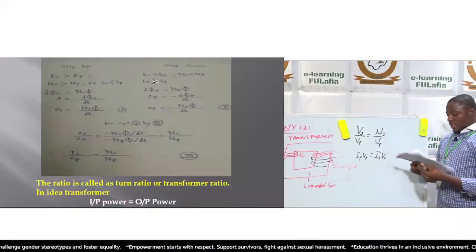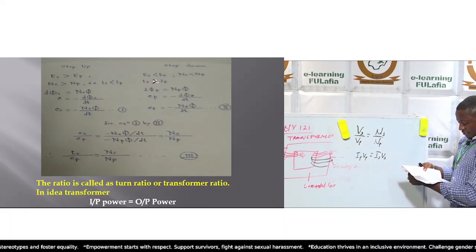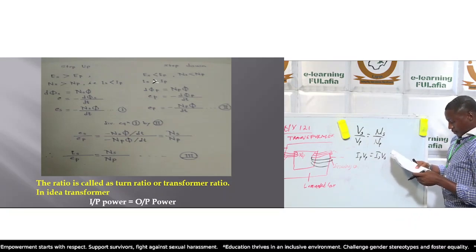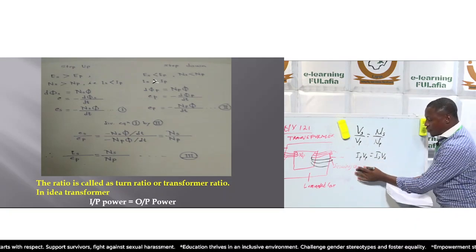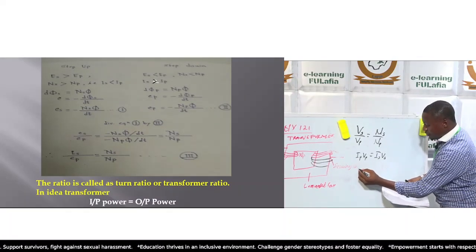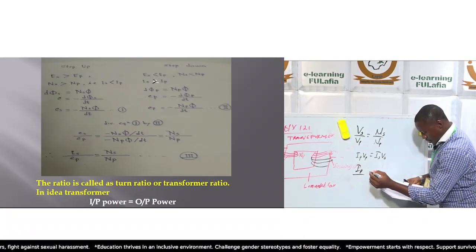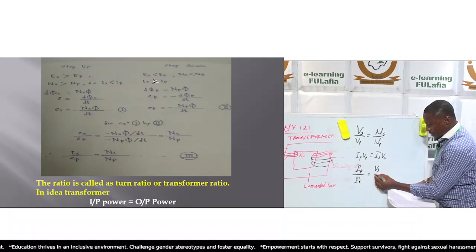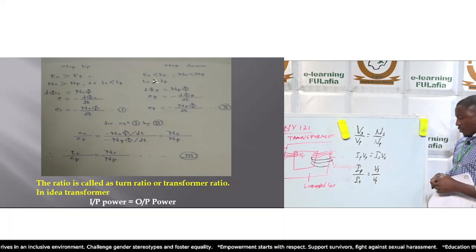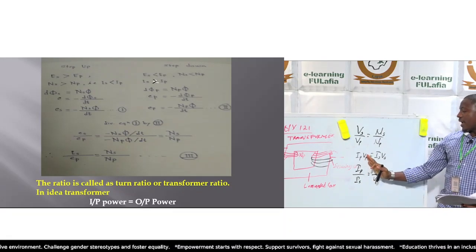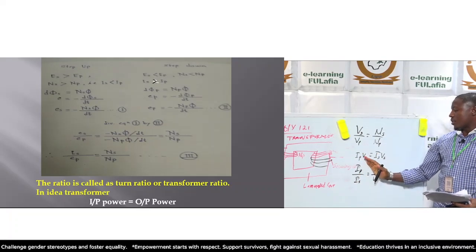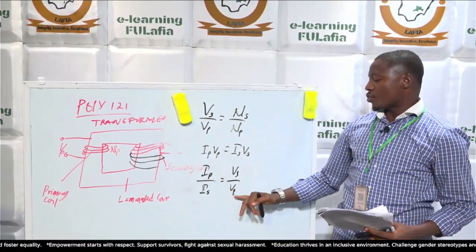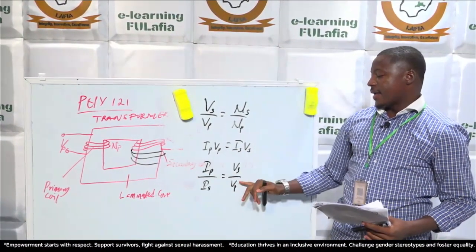So if we do some mathematics here, if we try to rewrite this, we can also rewrite this in this form: Ip all over Is is equal to Vs all over Vp. So simply what we did here is that I collect the like terms to this side and the other ones to the other side. I can simply divide through by Is to have this, and then divide through by Vp, so that I'll take away the P here, then I'll have this.